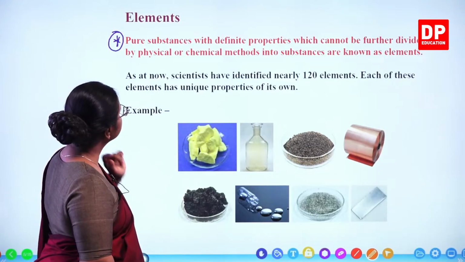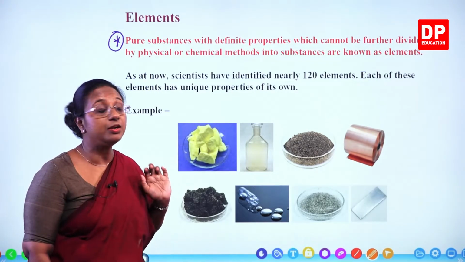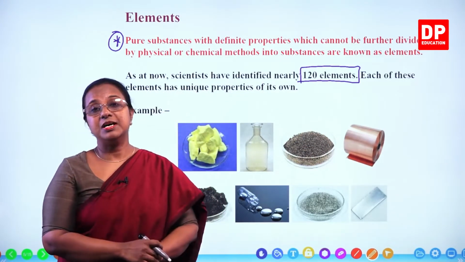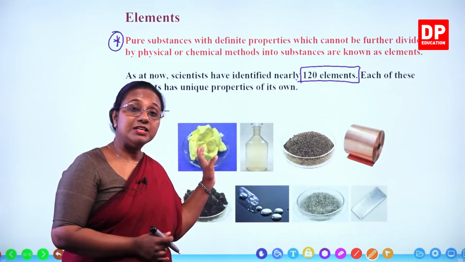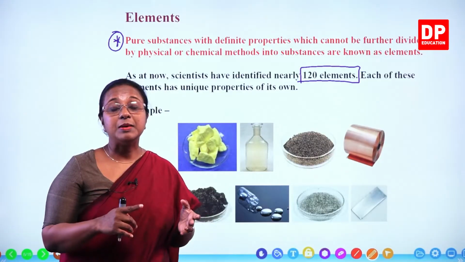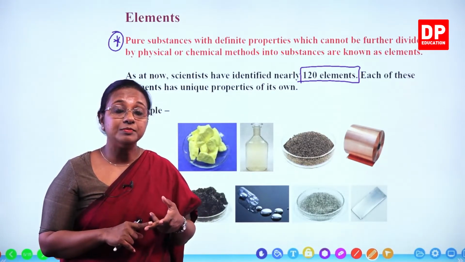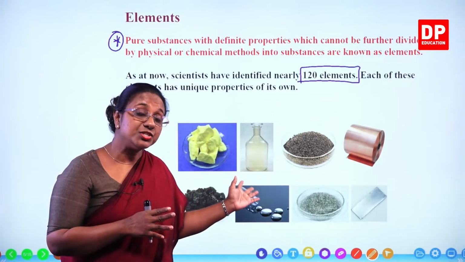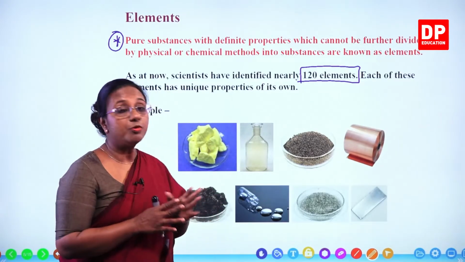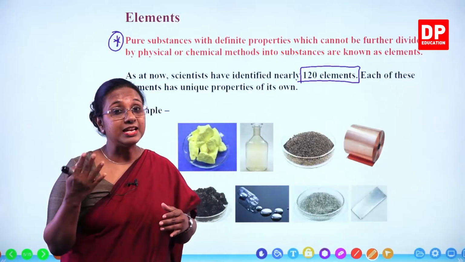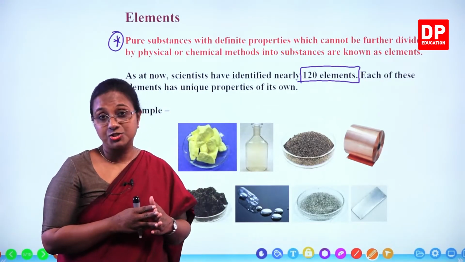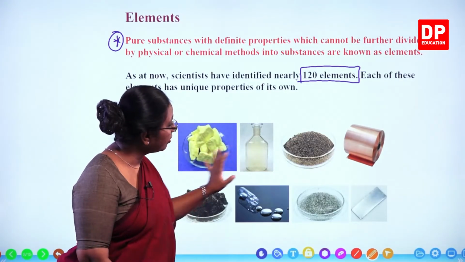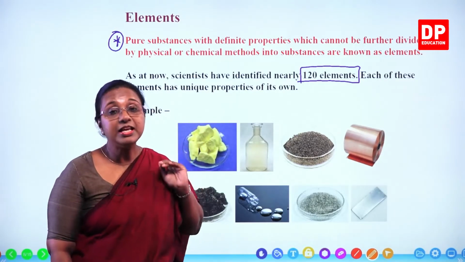Then, as of now, scientists have identified nearly 120 elements. This is important. There are about 120 elements that have been identified. Now, we have discussed a few before. You can remember iron, copper, aluminium, all those are elements. I mentioned carbon. Then, there are some more elements given to you all. You would have seen and learned some of these elements in your previous grades also. So, try to understand what elements are and that they have definite properties.